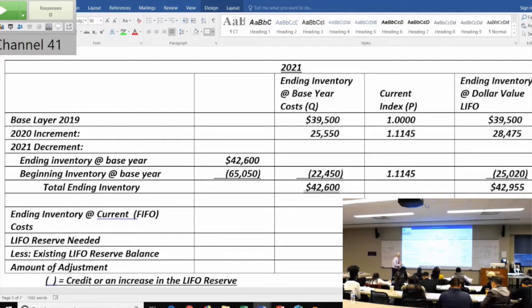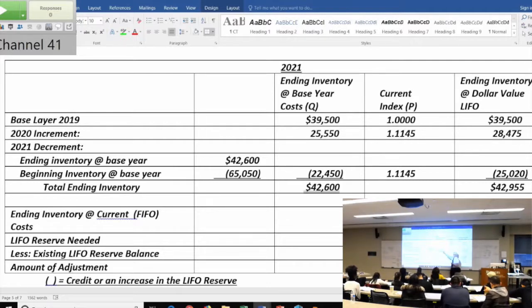In 2020, you added $25,550, which is what? 25,550 units. Those units are valued at 1.1145. That is the price of those units. Now, we calculated this already, the ending inventory at base year is 42.6. The beginning inventory was 65.5 at base. There is a decrement here. Remember, we showed you inventory dropped by 22,450 if you go back to the prior schedules.